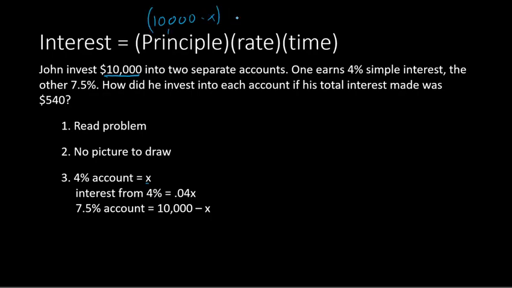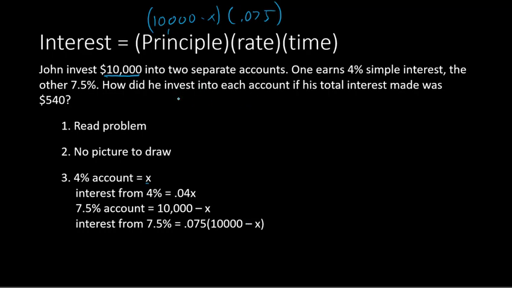and then we multiply that by the rate, which is 0.075, and then the time is 1 year. So we don't need to write the 1 because it doesn't affect anything when you multiply. And so we have that as our interest. All right, and we see that typed up down here, 0.075 times 10,000 minus x. So we've established our variables, and we've kind of put things together. And now from here, we can create an equation with which we can solve.